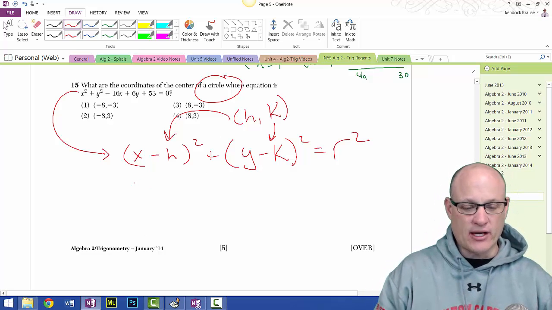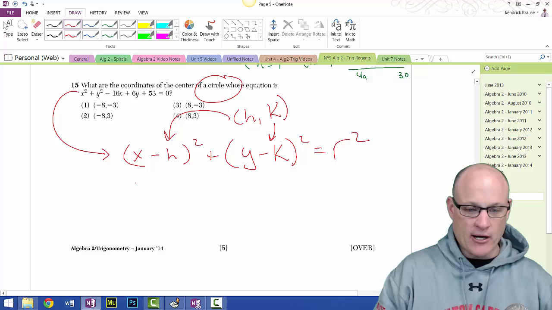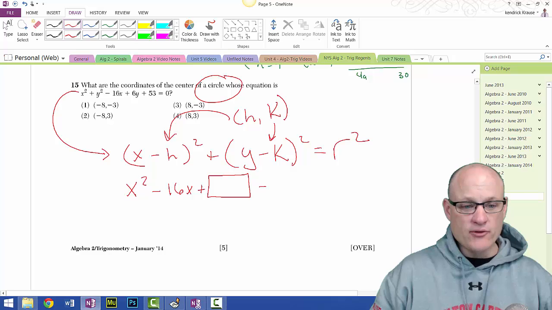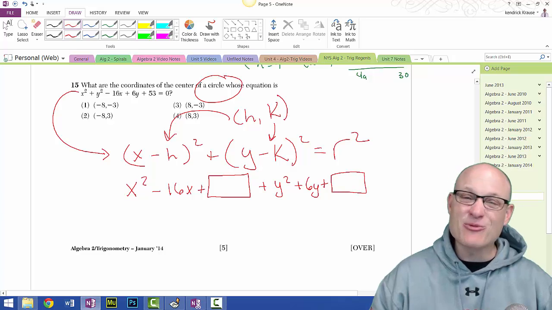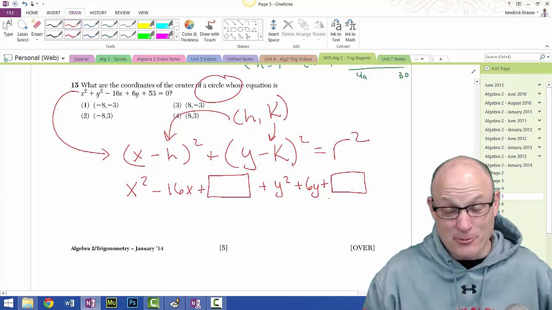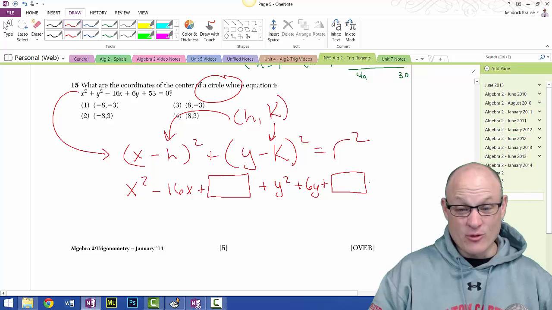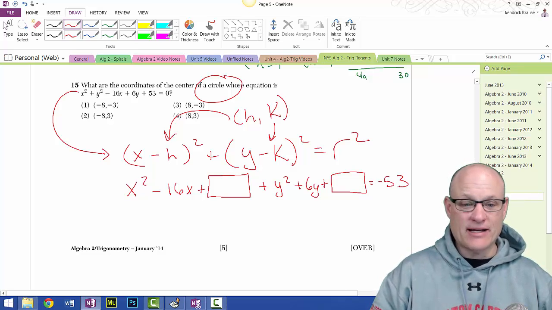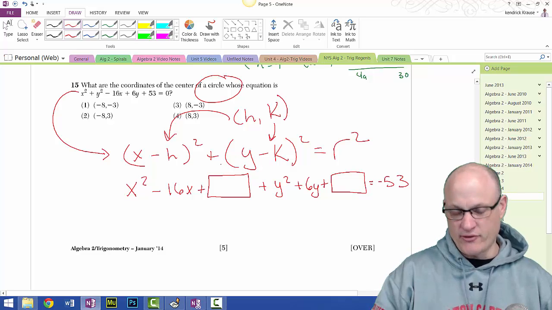Now we're going to do this by completing the square. We're going to put the x's together: x squared minus 16x plus a box, plus y squared plus 6y plus a box. That's why it's called completing the square. The negative 53 goes over here. Don't even really care about that, because the only thing it really wants to know is the center.